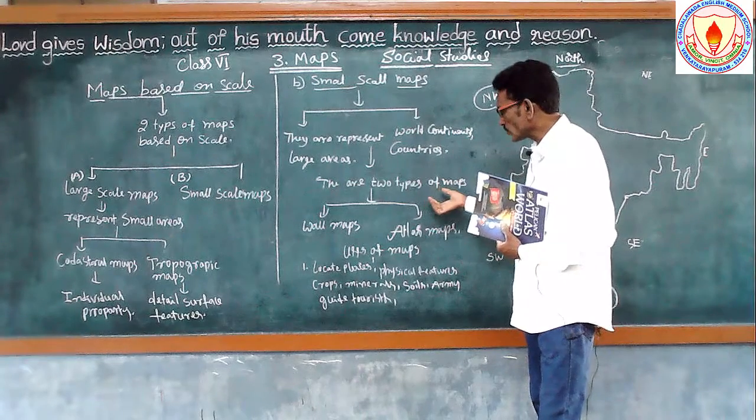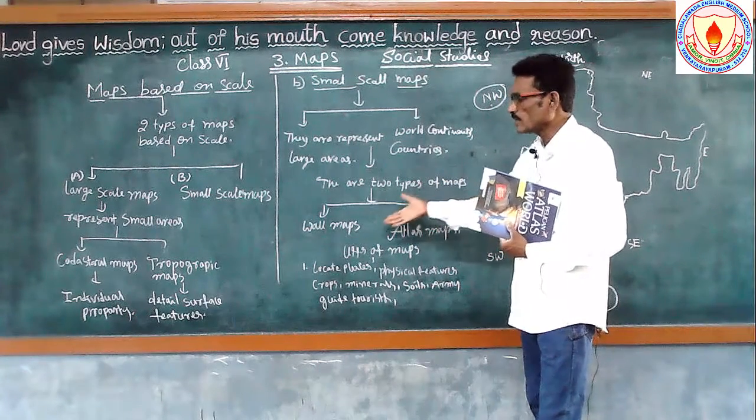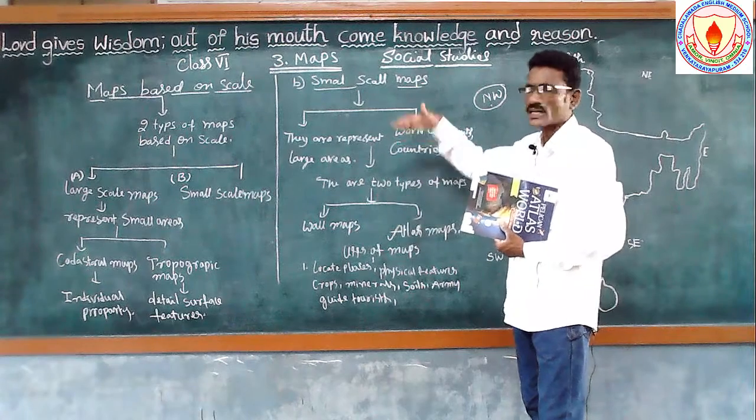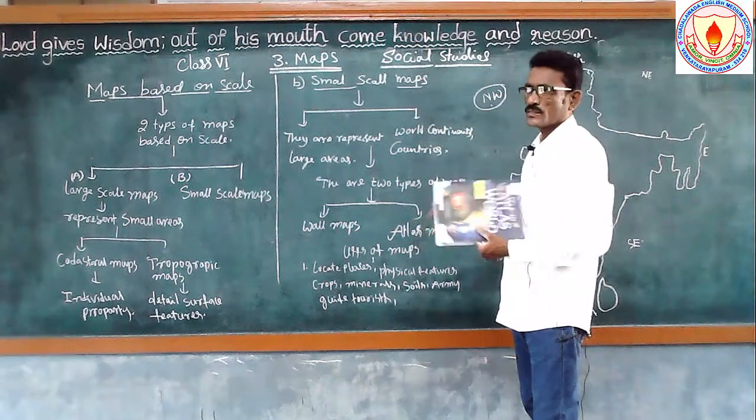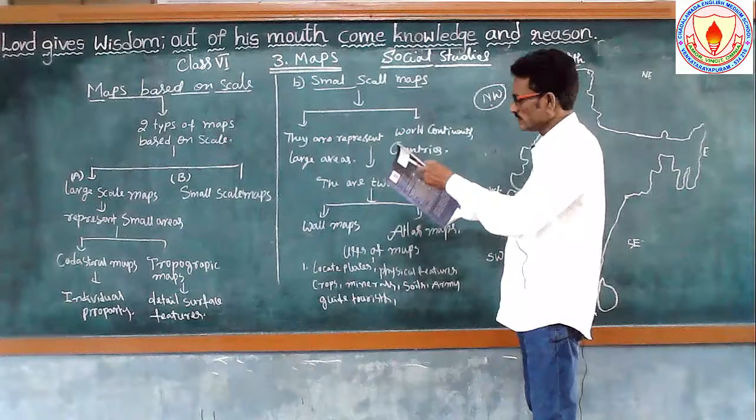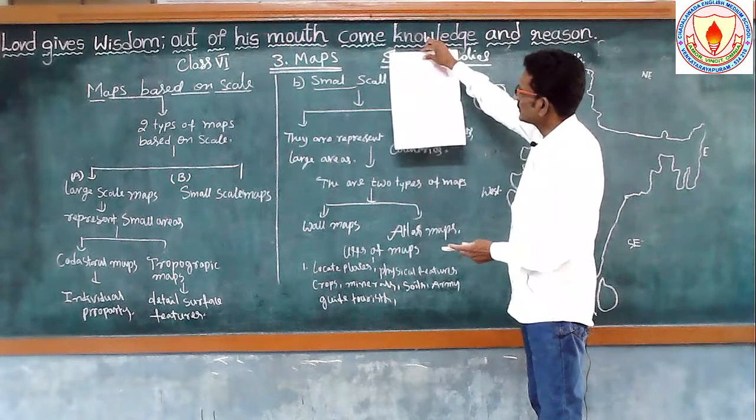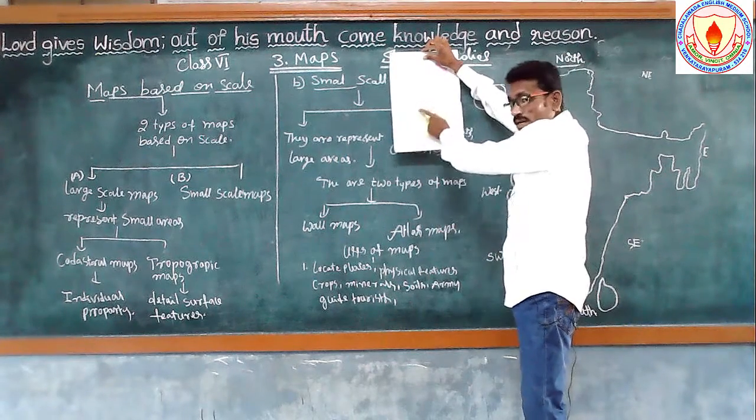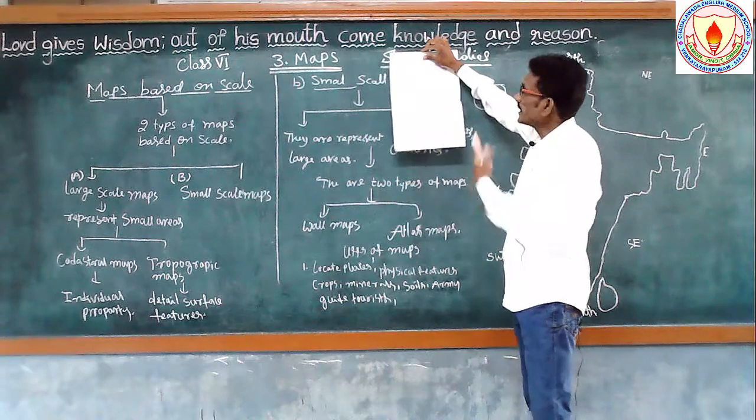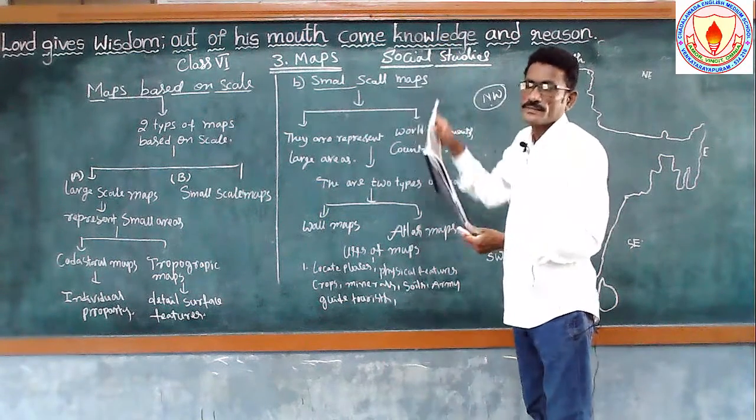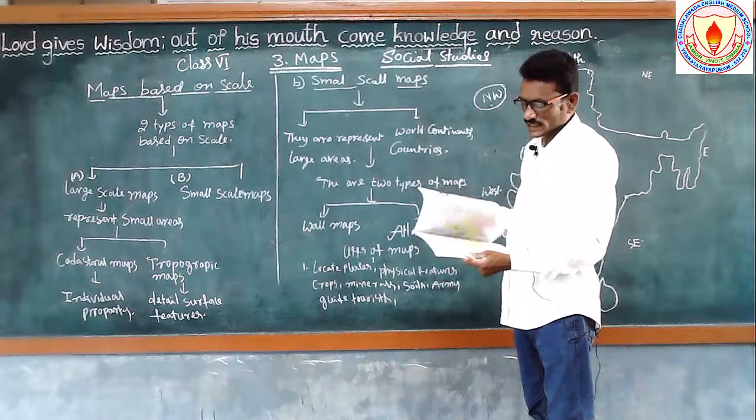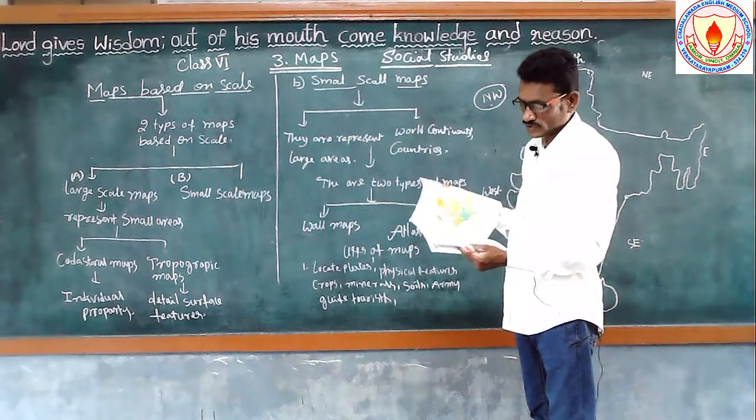See here, there are two types of maps, and wall maps, which are hanging on the wall. For example, wall maps are also available, and we are able to find the places. Okay. So like that, the atlas book is very useful to you.